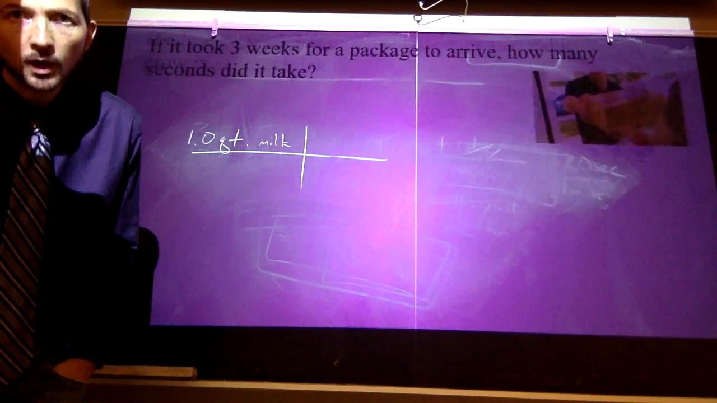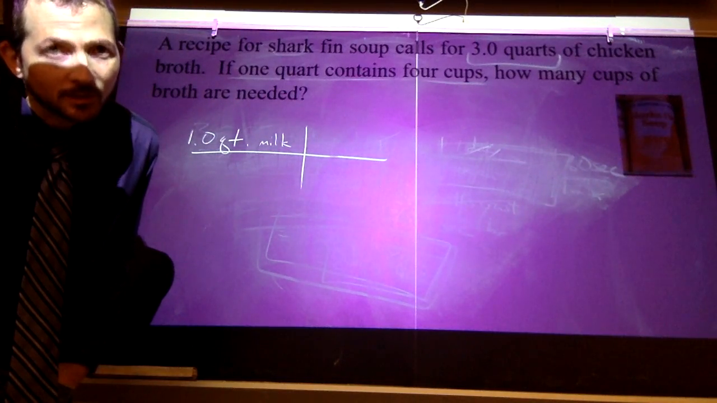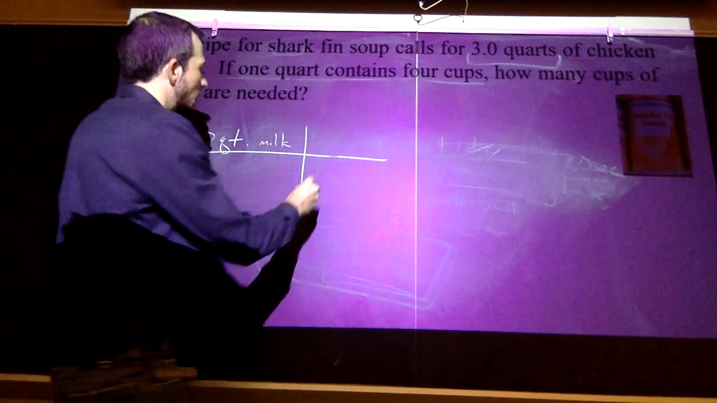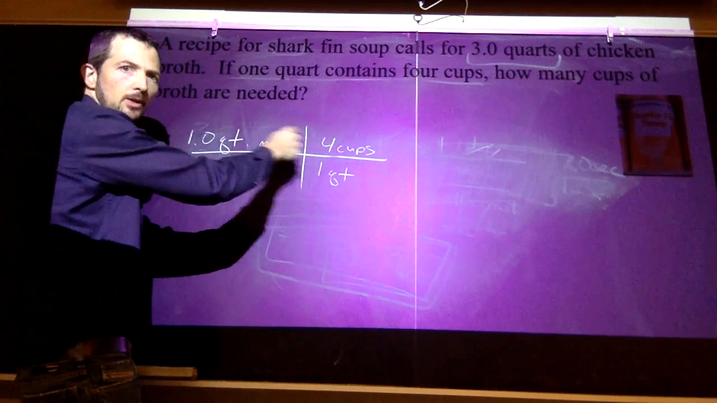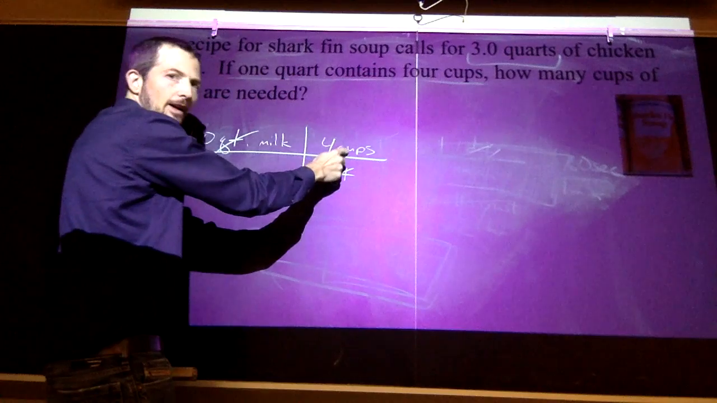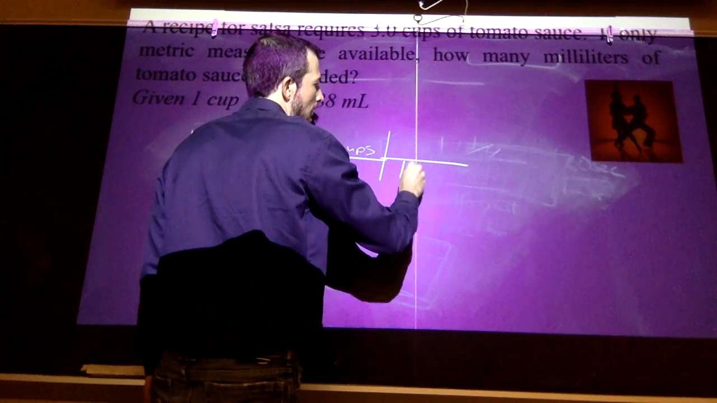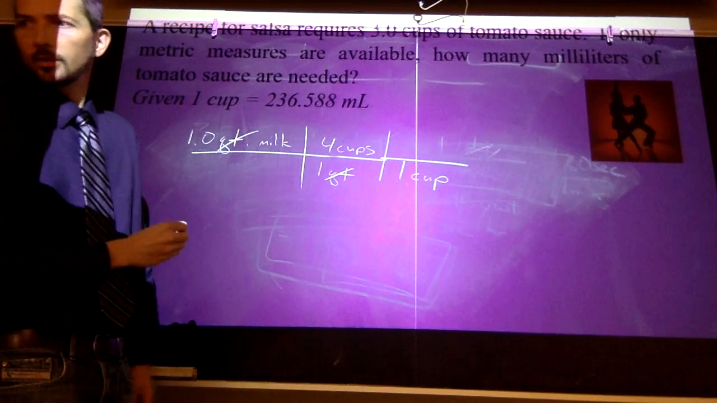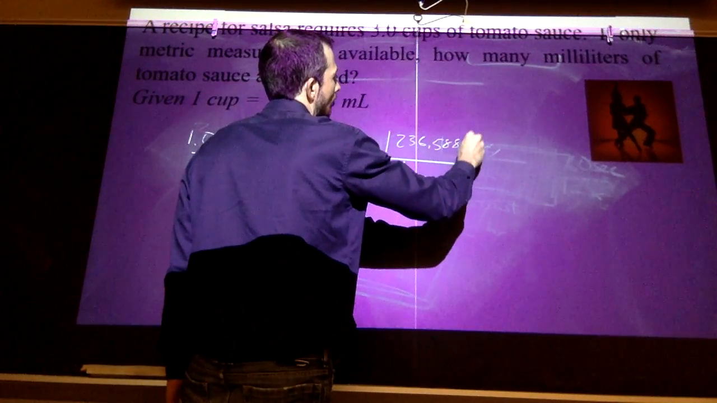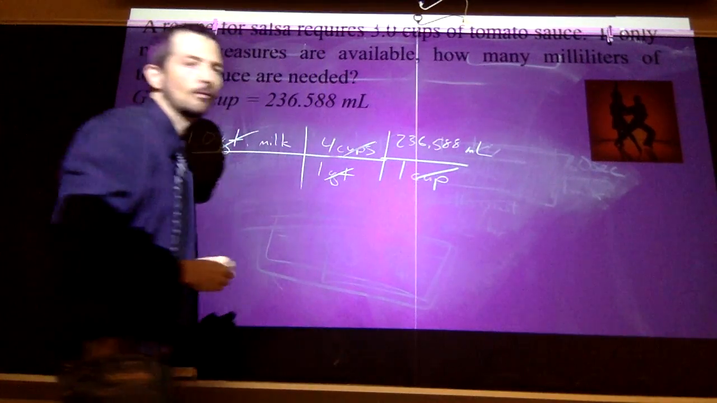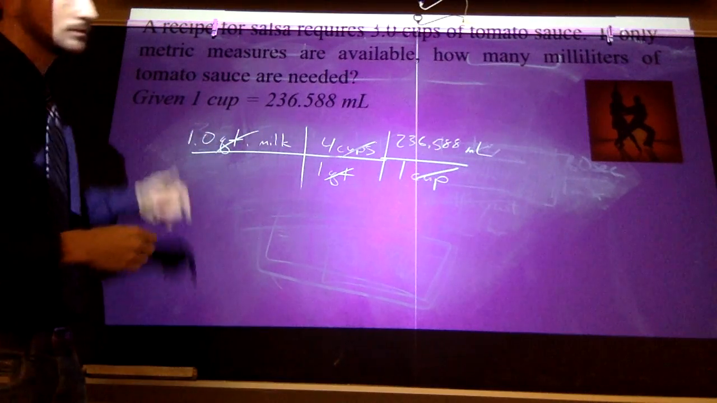But if I go back to a previous problem, I'm given the milliliters in a cup. And in this one I'm given the cups in a quart. And so I'm going to say 1 quart. There's 4 cups. So quarts on top here, quarts on bottom here, so it'll cancel out. Now I have cups. 1 cup is 236.588 milliliters. So now I have milliliters, and my units for density is grams per milliliter.